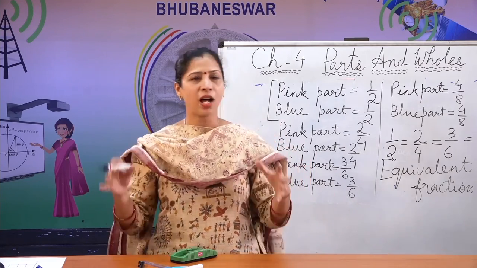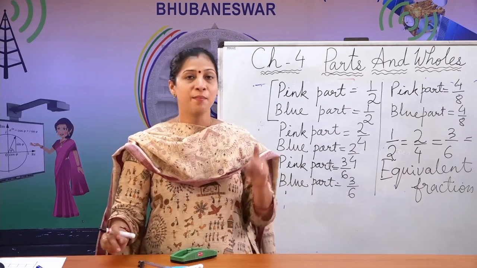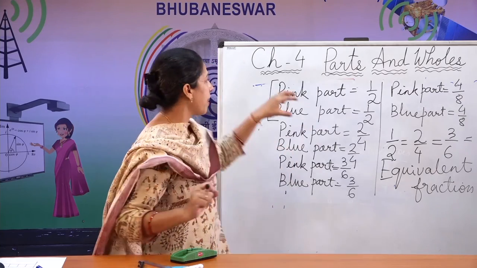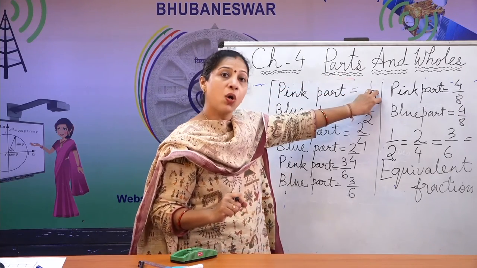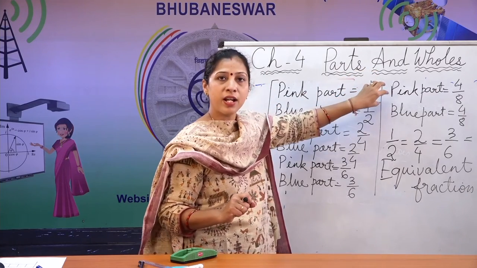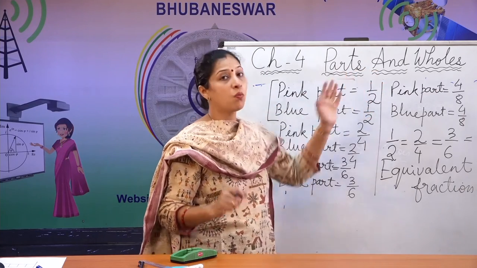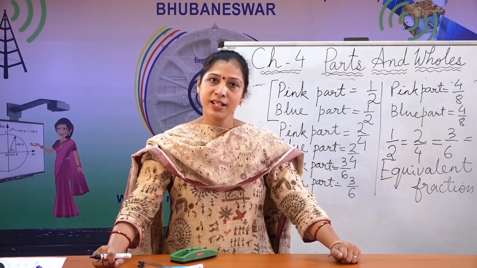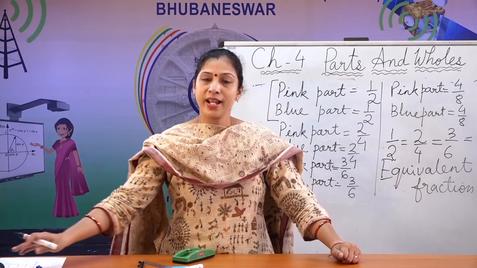You can multiply by 1000, you can multiply by 2000, but you have to always multiply the same number in the part and as well in the whole. That means in the numerator as well as in the denominator. I can also multiply 1 into 100, 2 into 100. The value will remain the same. Now let's go to the next slide.